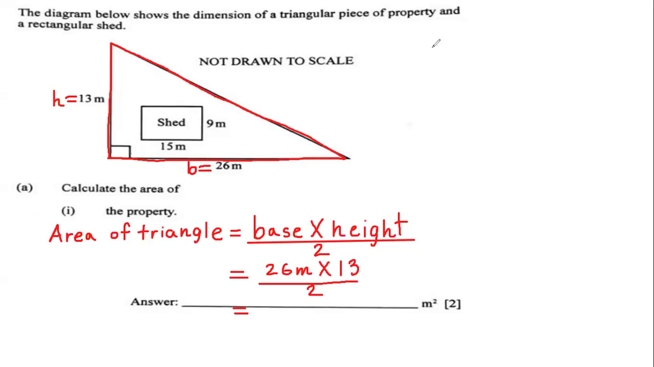So he said 338. So we have 26, multiplied by 13. And 3 times 6 is what? What is 3 times 6?